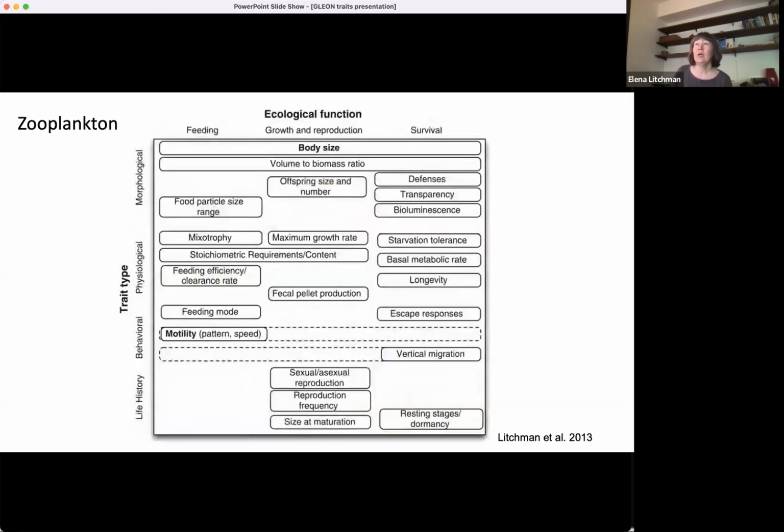So that table was for phytoplankton. Of course, it was not filled completely, but here is our attempt to do a similar classification of traits for zooplankton. And again, body size transcends different ecological functions, as we all know.